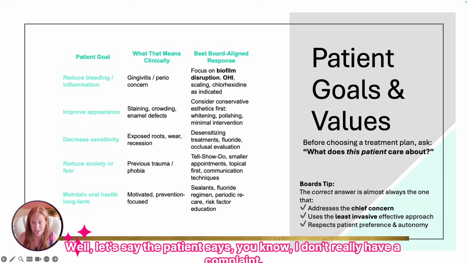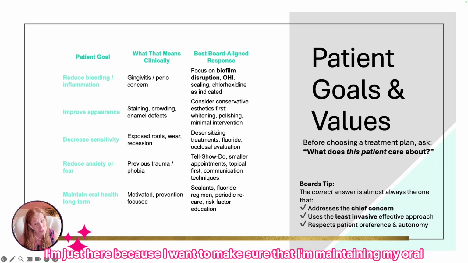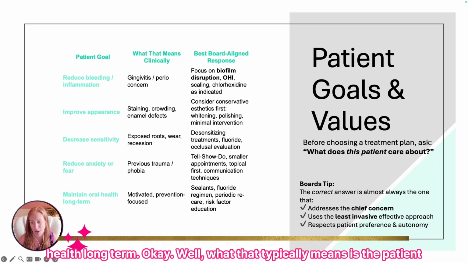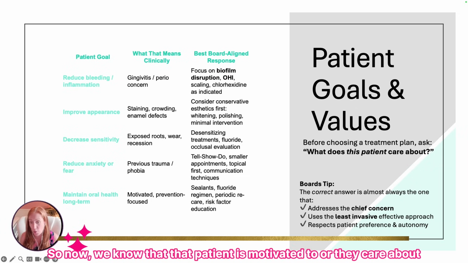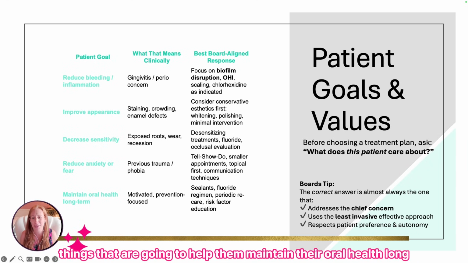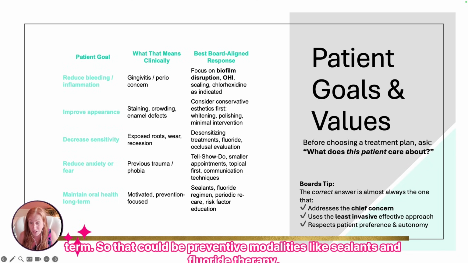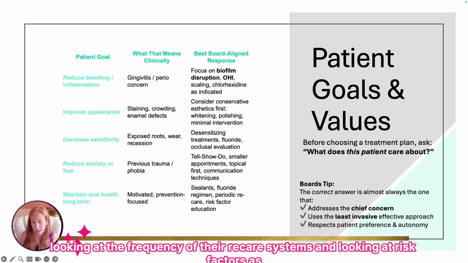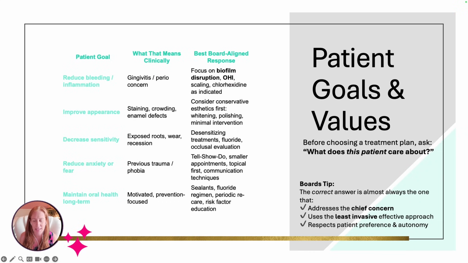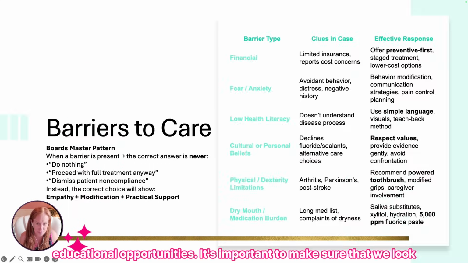Let's say the patient says, I don't really have a complaint. I'm just here because I want to make sure that I'm maintaining my oral health long-term. Okay. Well, what that typically means is the patient is quite motivated and they're prevention focused. So now we know that that patient cares about things that are going to help them maintain their oral health long term. So that could be preventive modalities like sealants and fluoride therapy, looking at the frequency of their recare systems and looking at risk factors as educational opportunities.